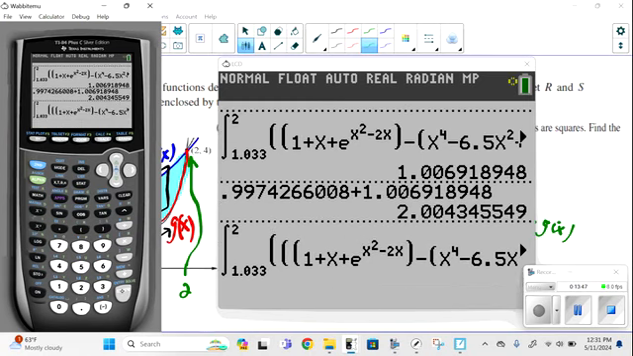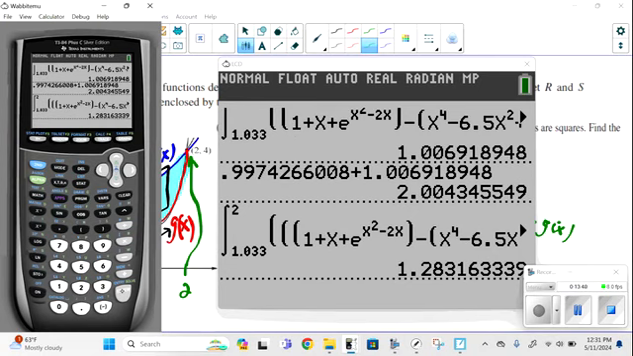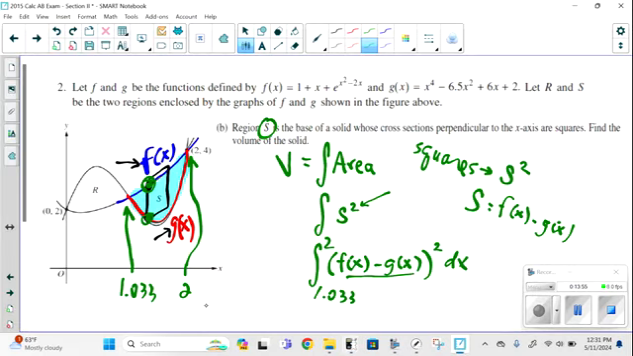1.283. I like it. It says nothing about label. So there you go. That was pretty simple.